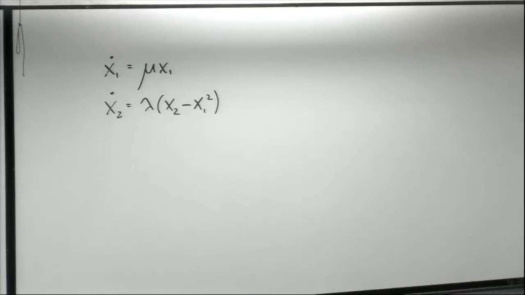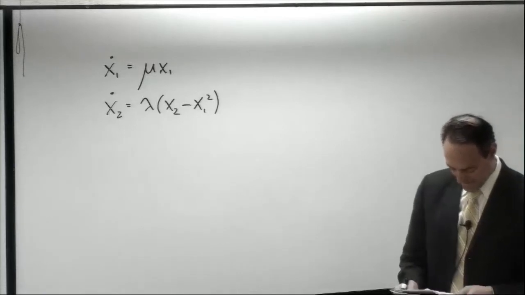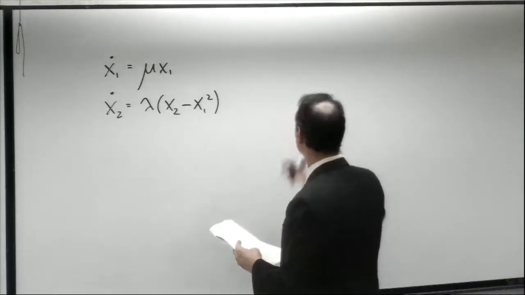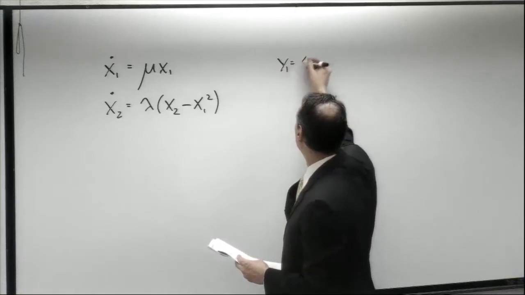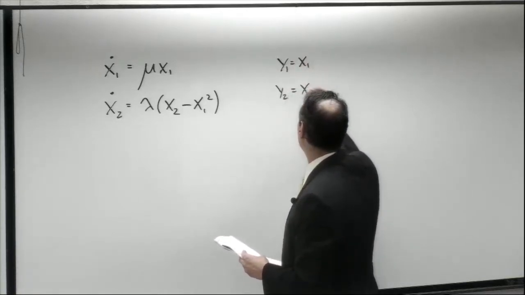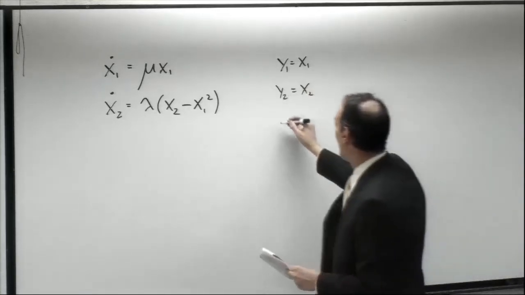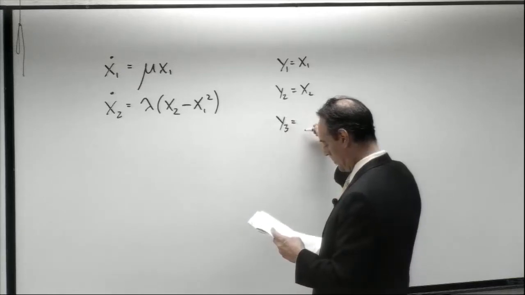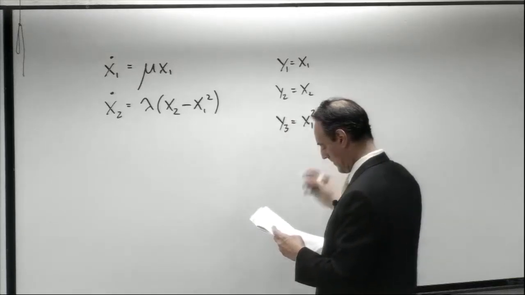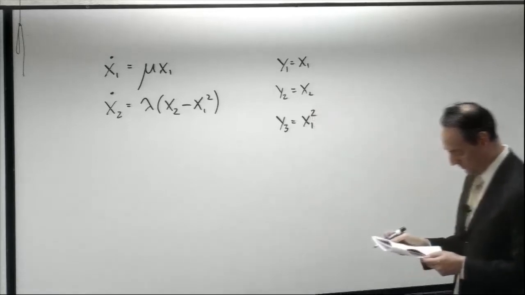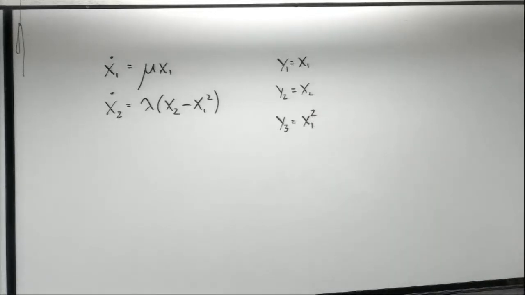It's a nonlinear system, and I'm going to show you I can make it linear. Here's what I'm going to do. I'm going to define a new variable set. Here are my new variables. Y1 is equal to X1. Y2 is equal to X2. So far, no new variables. But I'm going to add a Y3, which is going to be equal to X1 squared. Okay? So that's my new variable. And we're going to ask the question, what does that equation look like in the Y space?